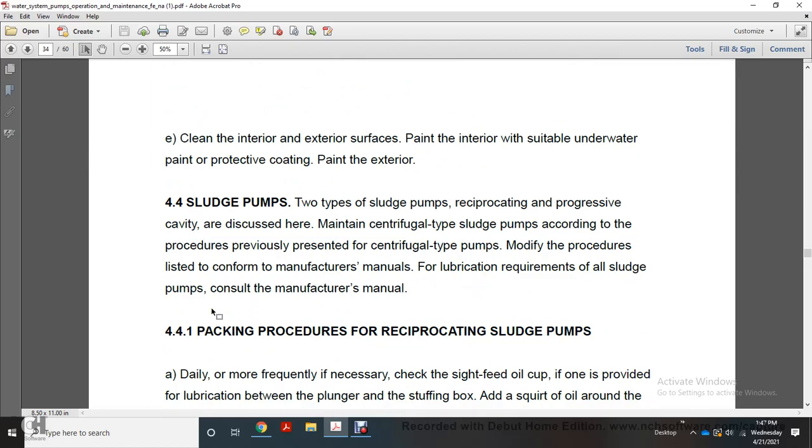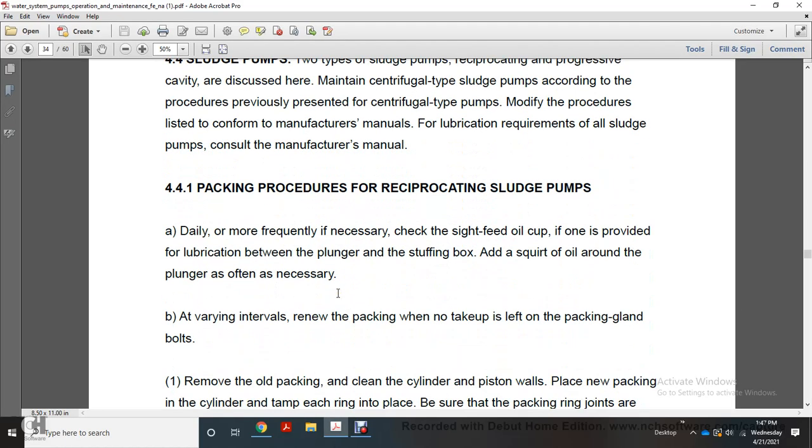Sludge pumps. Two types of sludge pumps, reciprocating and progressive cavity, are discussed here. Maintain centrifugal sludge pumps according to the procedure provided with the centrifugal type pumps, modifying the procedures listed to conform with the manufacturer's manual. Lubrication requirements are found on all sludge pumps. Consult the manufacturer's maintenance manual.